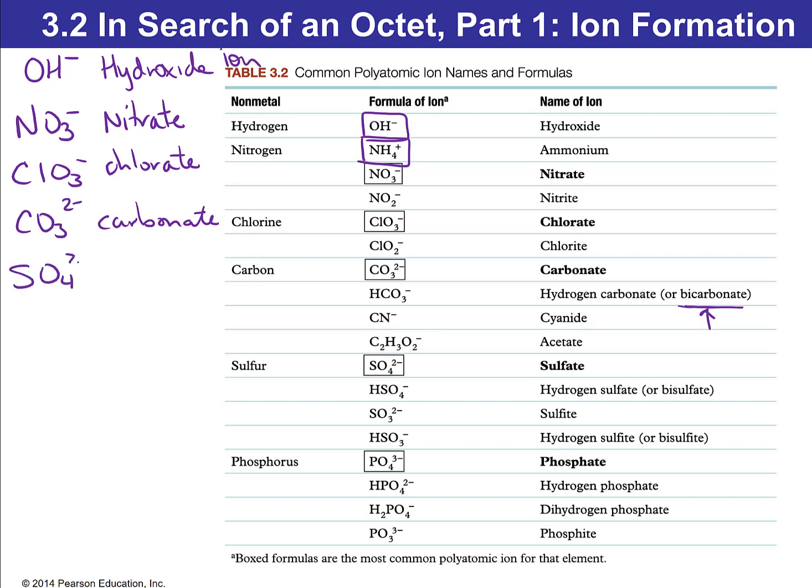SO4, 2 minus. The sulfate. So you know it's always kind of like the name of the nonmetal with all those oxygens, that ATE on the end. And then the last one is the phosphate, PO4. And that one's a 3 minus. So all of these react with metals to form ionic compounds.